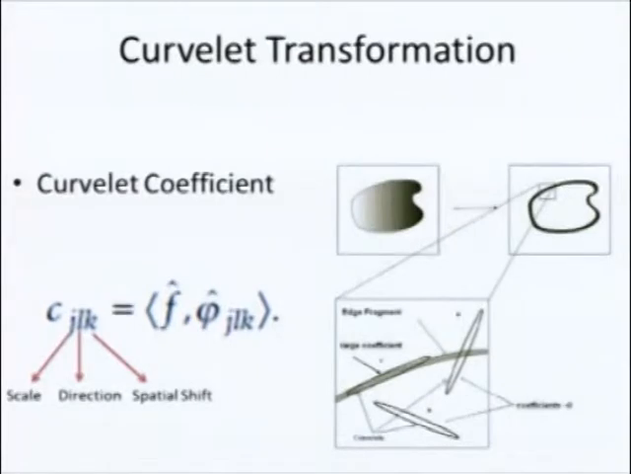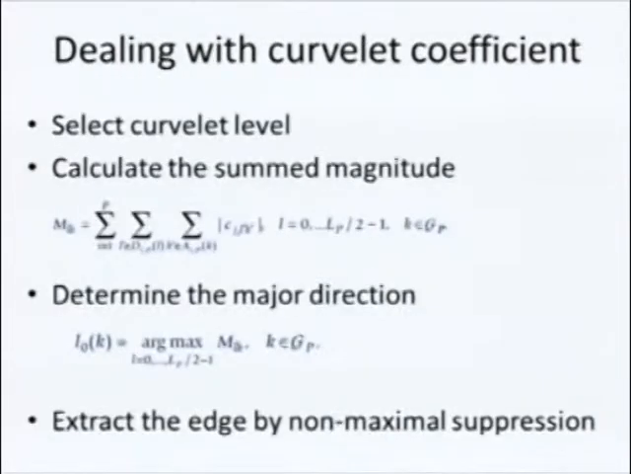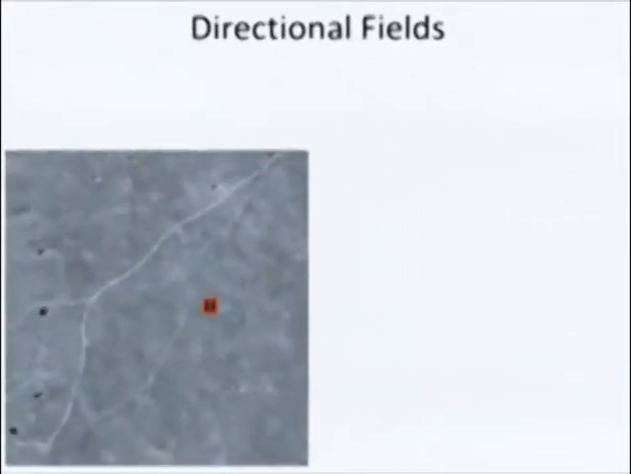And the curvelet transformation is basically to transform an image from the spatial domain to the frequency domain, ending up with the curvelet coefficients in different scales and directions. Based on the curvelet coefficients, it is possible to get the magnitude and the major direction, and extract the trails by a non-maximum suppression approach.